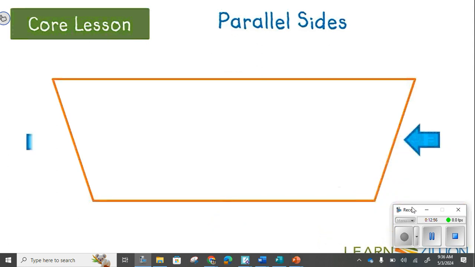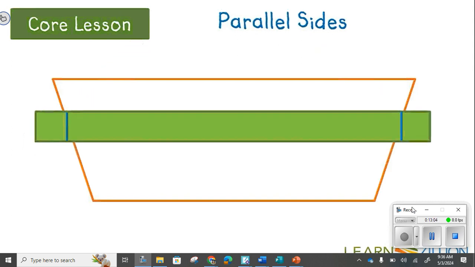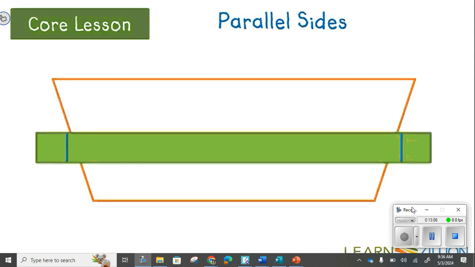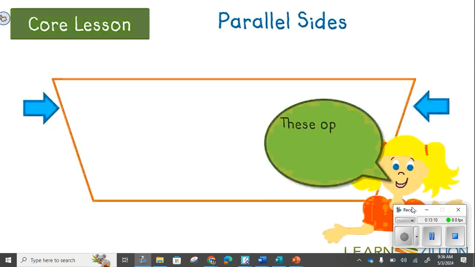What about my right and left sides? Here's my slip of paper again. I will mark the distance here and here. If I move my paper, I will notice that my line does not match the same measurement. So, they are not parallel. These opposite sides are not the same distance apart.